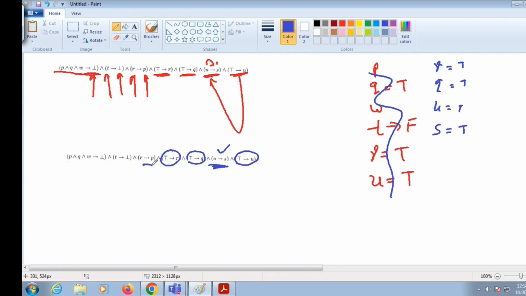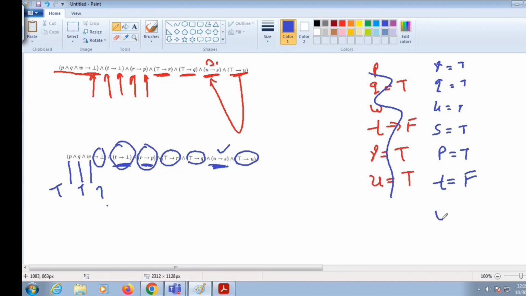Yes. Then R implies P, so you get P is equal to true by this statement. T implies false, so P and Q and W implies false. What is the value of P? P is true. What is the value of Q? It is also true. What is the value of W? I don't know, but they have to give a negative. So can you give me the value of W? False.